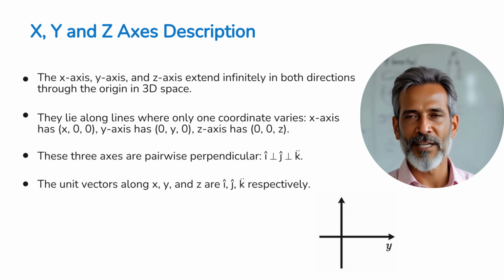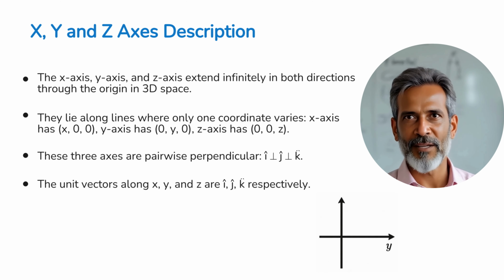Each axis stretches infinitely in both directions through the origin, like invisible number lines floating in space. When you move along the x-axis, only the x-coordinate changes while y and z remain 0. That means points on the x-axis look like this, x, 0, 0. Similarly, the y-axis contains points where only the y value changes, so these have coordinates 0, y, 0. And the z-axis has points 0, 0, z, only the z-coordinate varies.